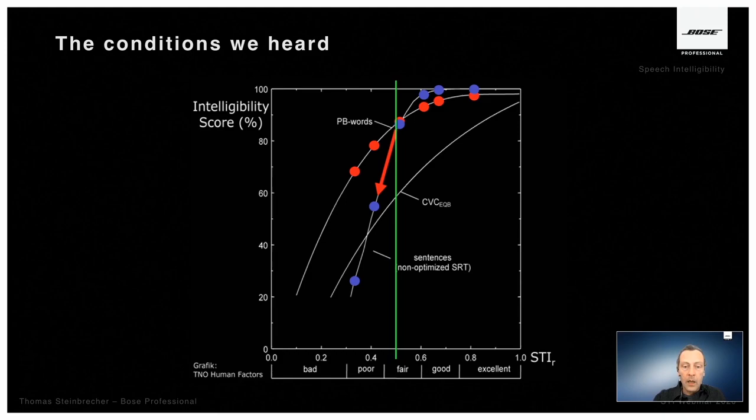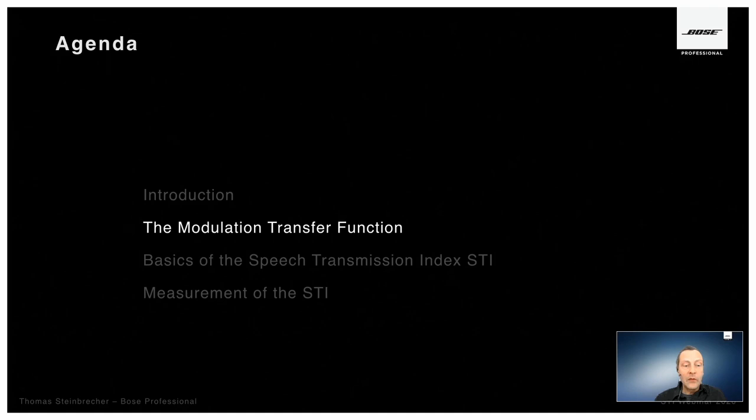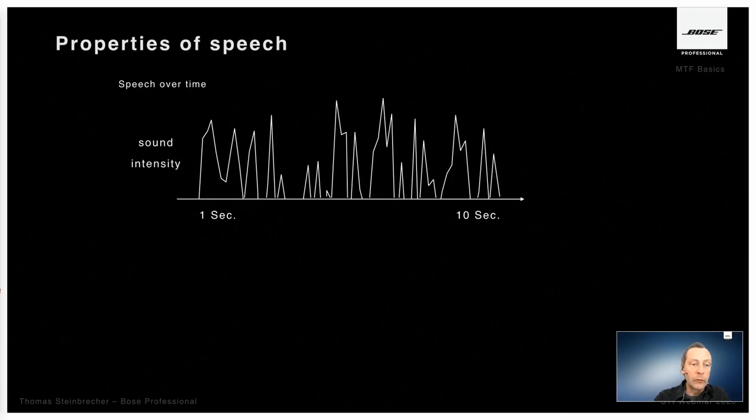So, having said this, let's talk a little bit about the modulation transfer function. And in order to understand what that is, we need to introduce some properties of speech. And in order to do this, we just take a look at speech over time. So what you see here is some kind of level over time of how a typical speech signal would look like in terms of sound intensity.